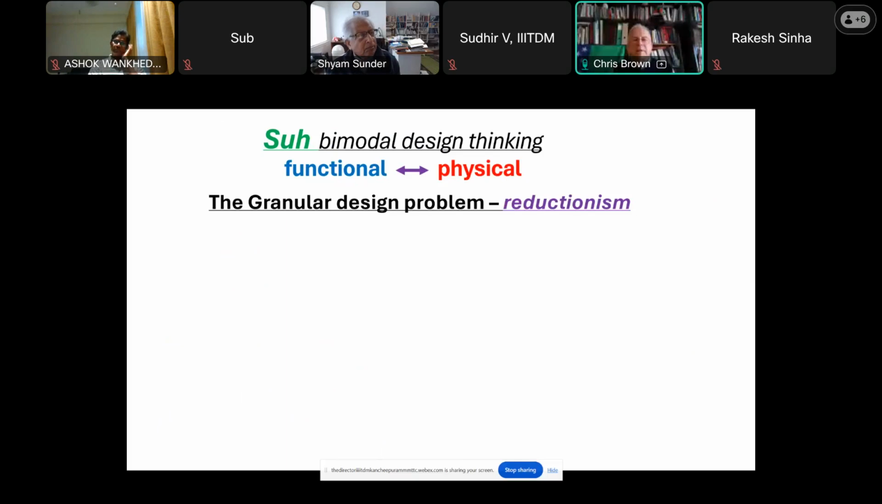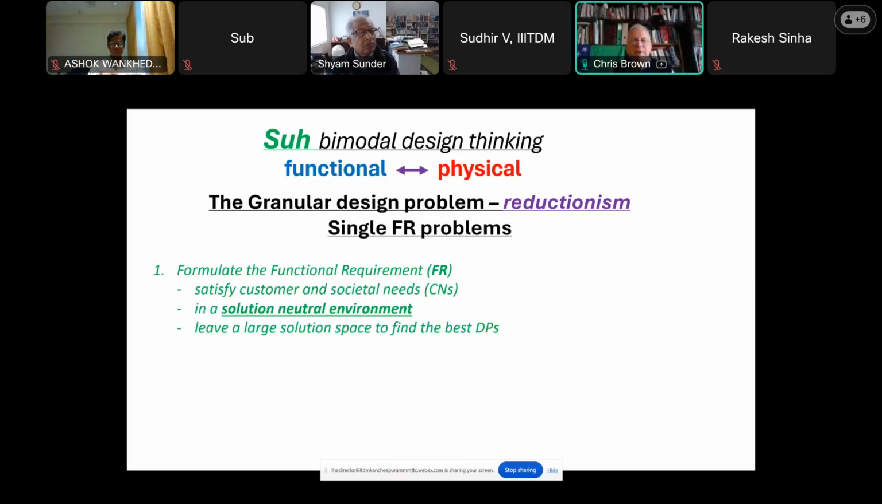So let's take a look at a granular design problem. Let's reduce it down and go, all right, we've just got one element here in the problem, what we would call a single FR problem. We only need one functional requirement that we're going to find a solution to. So first, we need to formulate that so that we satisfy customer, societal needs, stakeholder needs. And we need to do this in a solution-neutral environment so that we don't limit ourselves to one particular kind of physical solution. We would like a large solution space and find the best DPs that way.